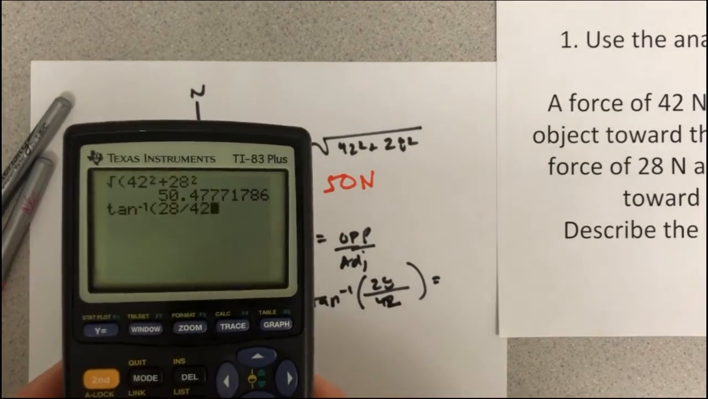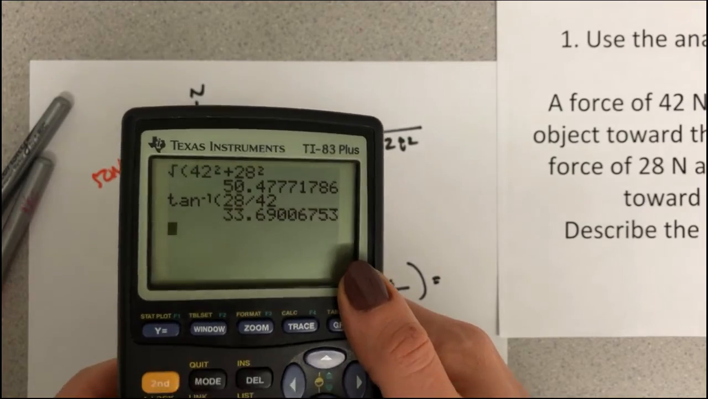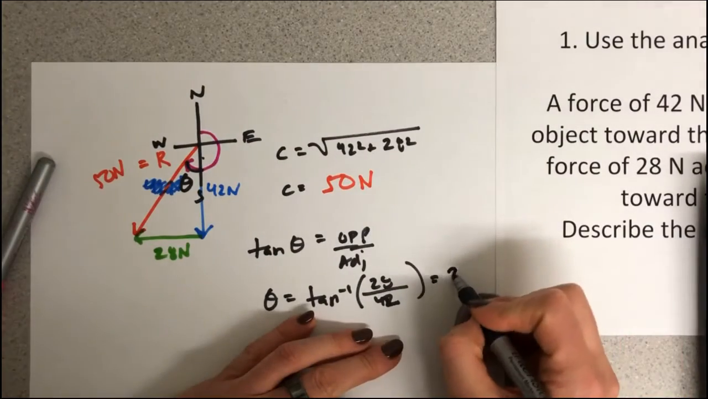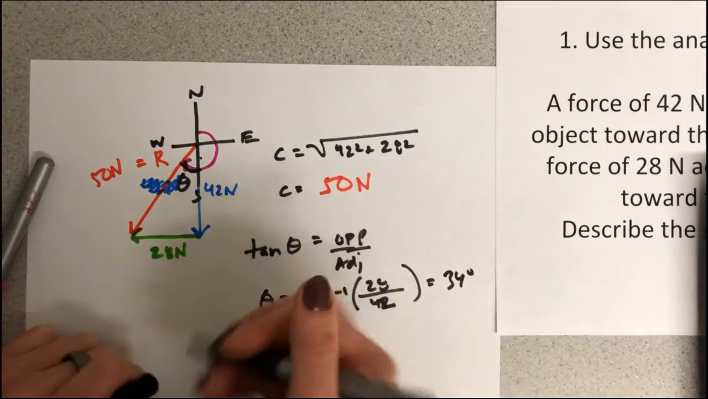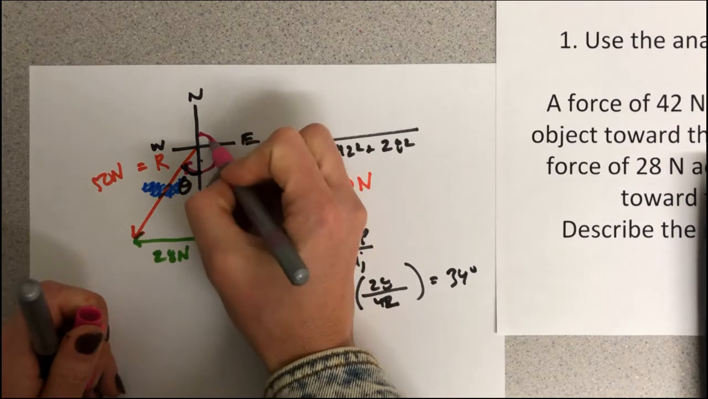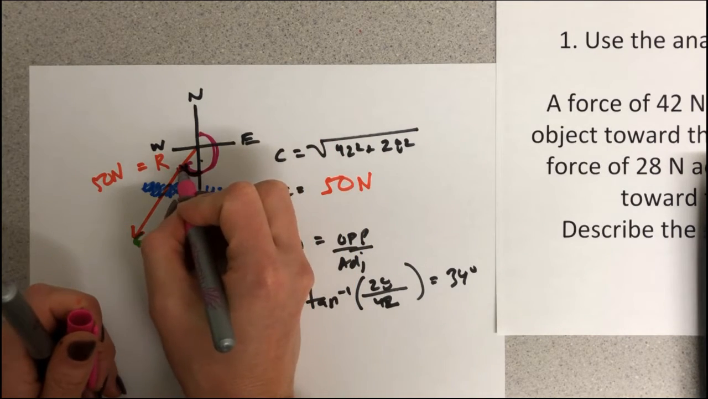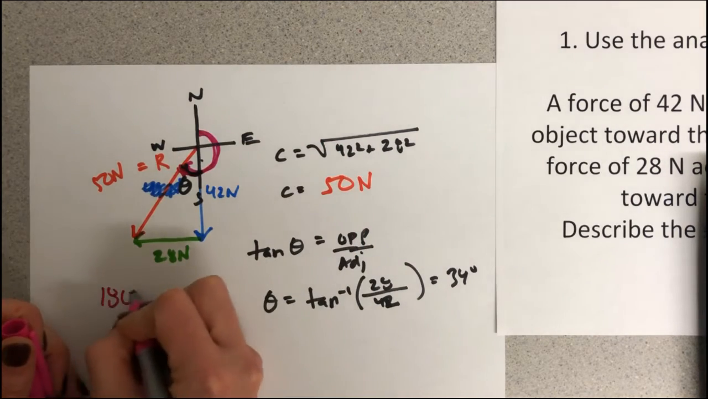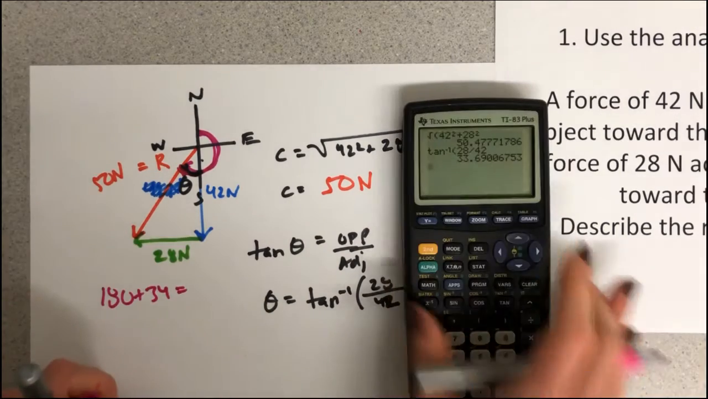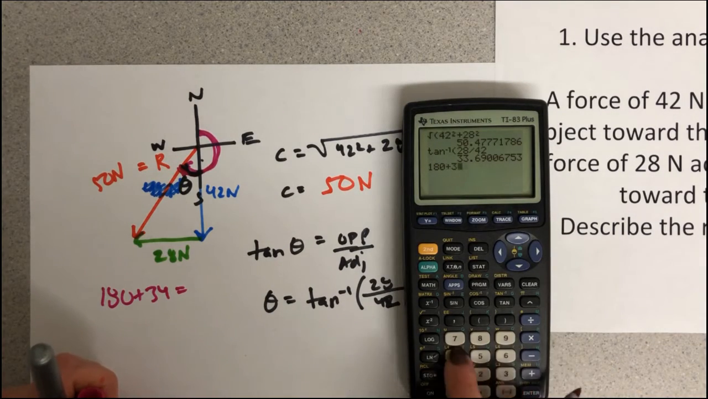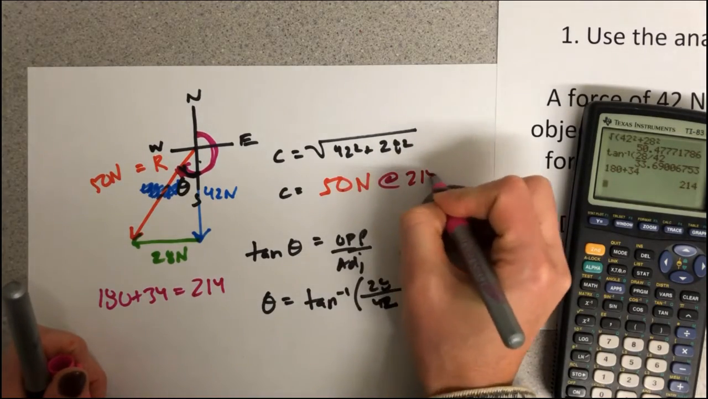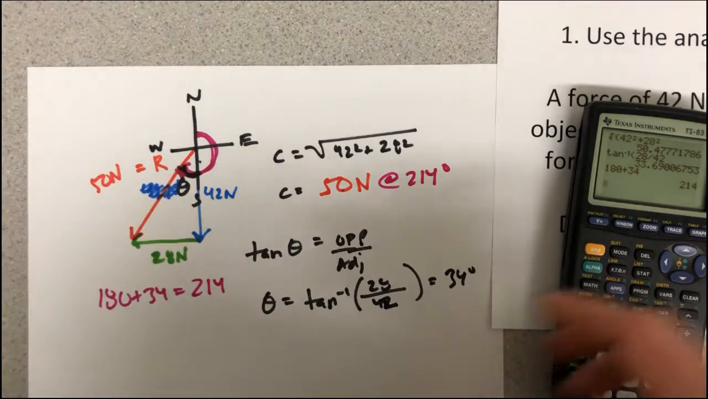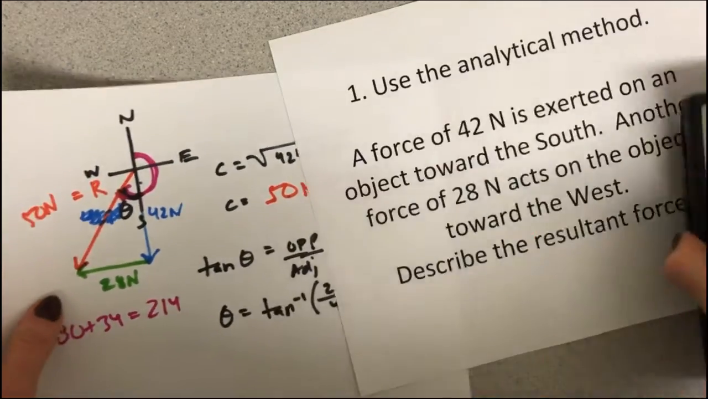Divided by 42, and I get 33.69. I'm just going to call it 34. 34 degrees. So this right here is 34 degrees. However, this is what I was talking about. We need to know what the whole thing is. So if this is 34 and this is 180, I'm gonna do 180 plus 34, and I get 214. So it's 50 newtons at 214 degrees. That's for number 1. Done.